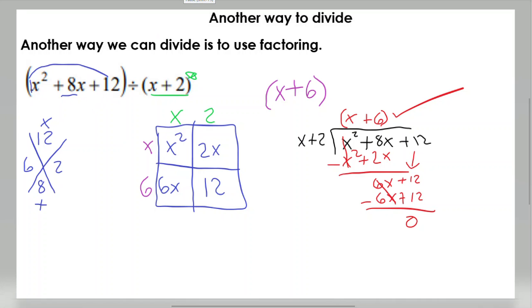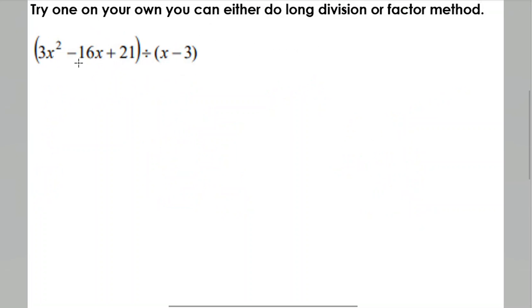Alright, let's do one more. I want you to try it on your own first. Let's pull it up. Alright, so look at this one. It says 3x squared minus 16x plus 21 divided by x minus 3. I want you to pause the video, try it on your own. Alright, you can either do the old school long division method, or you can do the box factor method. Doesn't matter, you'll get the same answer. Unpause it when you're done, check your work.